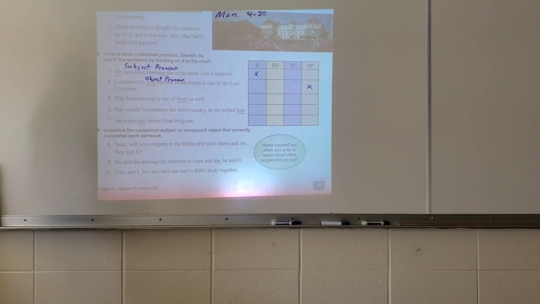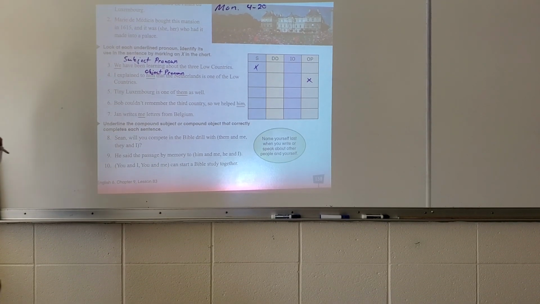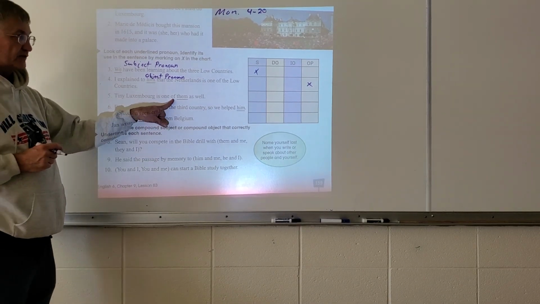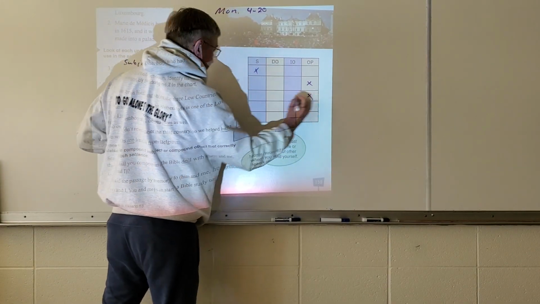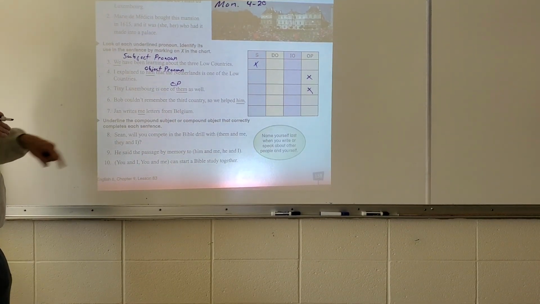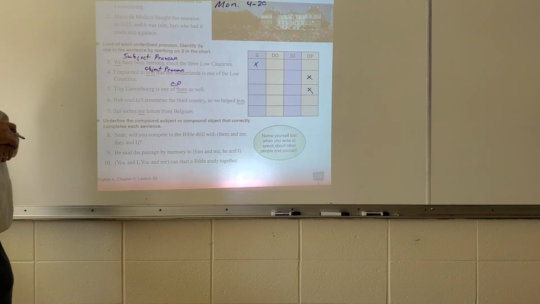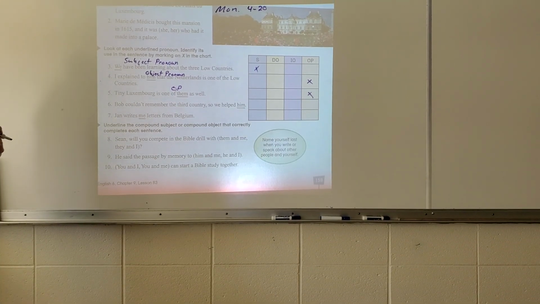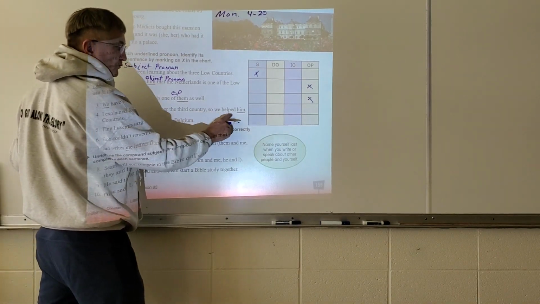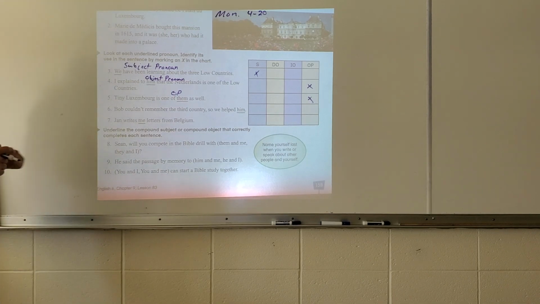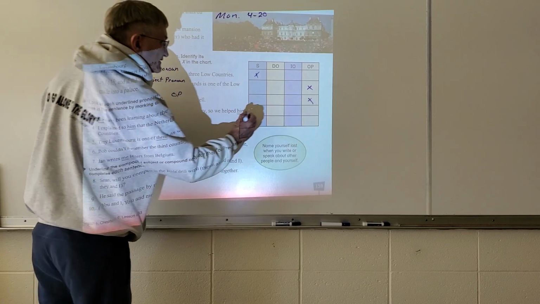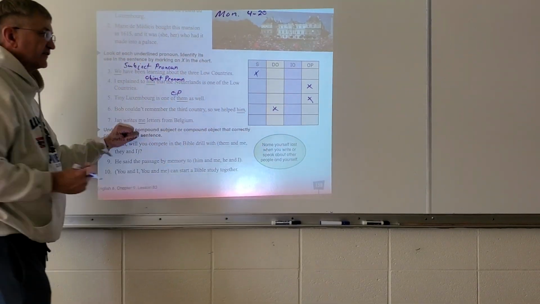All right, "Tiny Luxembourg" is one of them as well. So looking at that, you see immediately you have another prepositional phrase. So it's another OP. So this is OP. All right, number 6. Bob couldn't remember the third country, so we helped him. All right, helped. Helped is a verb. Who's receiving the action of the verb? Him. So as you're looking at that, notice it's a direct object because it's receiving the action of the verb.